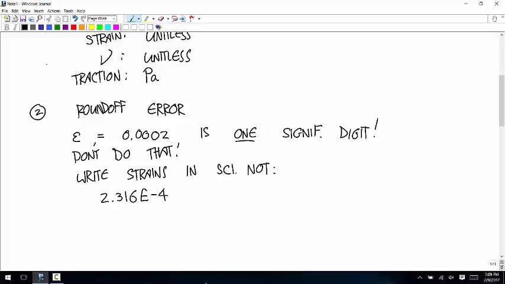Scientific notation is way better for strain. You don't want to write it in standard notation because it's so easy to miss one of the zeros or count the spaces wrong, and then you're off by a factor of 10. And if you're off by a factor of 10, your answer is very, very bad.